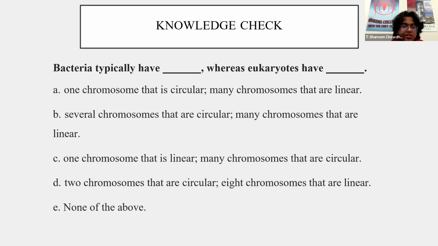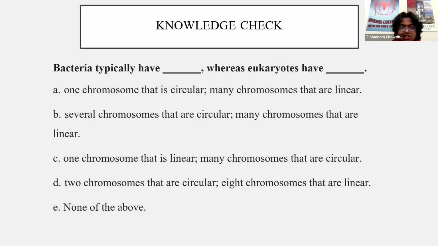All right. This one I didn't go over, but this is just to test your general knowledge. Bacteria typically have blank, whereas eukaryotes have blank. Oh, hey, we've got some differing responses. So we have A's, B's, C's. The correct answer is A.